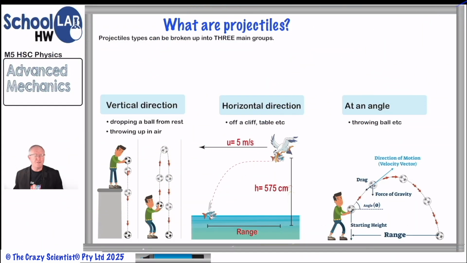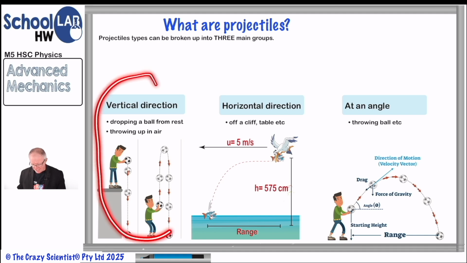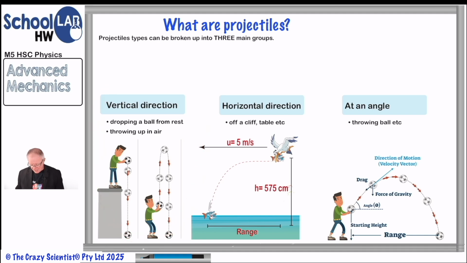When we want to classify projectiles, there's sort of three main groups I guess you could put them into. The first group, as I've already said, is vertical projectiles. That's just where we're dropping a ball from rest, or we're throwing it upwards. Once it leaves the hands, it is a projectile, and it's only got gravity acting upon it. You can have ones just being dropped, or ones thrown up into the air and then landing back down.